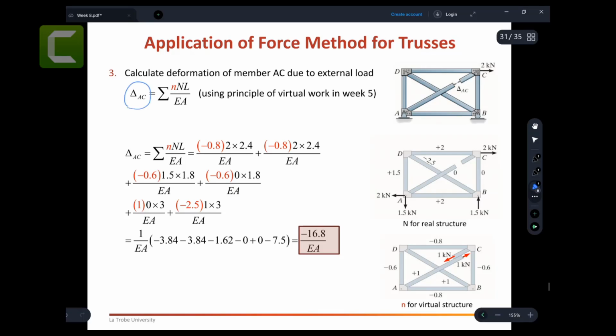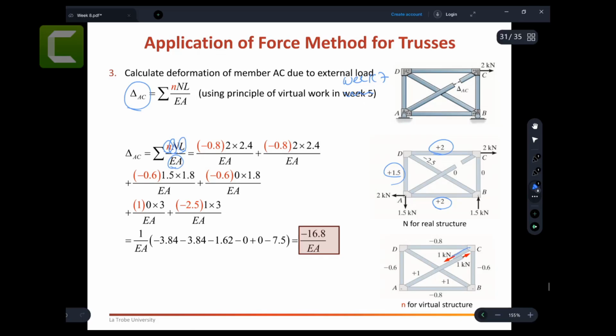So you have delta AC that you're going to find using the principle of virtual work, I think in week number 7. Just making a correction here: delta AC is due to the virtual load, this is due to the real load, length, and this one. Because you have 2 kilonewtons, you can find the reaction force, you find all the internal axial forces using joint methods, and you can find this capital N.